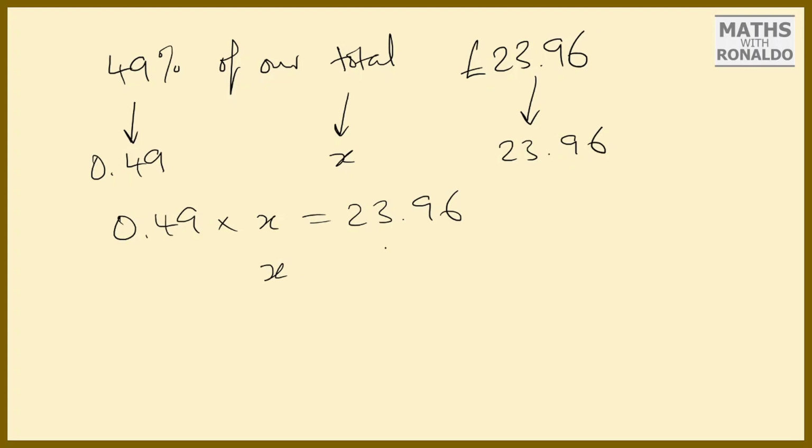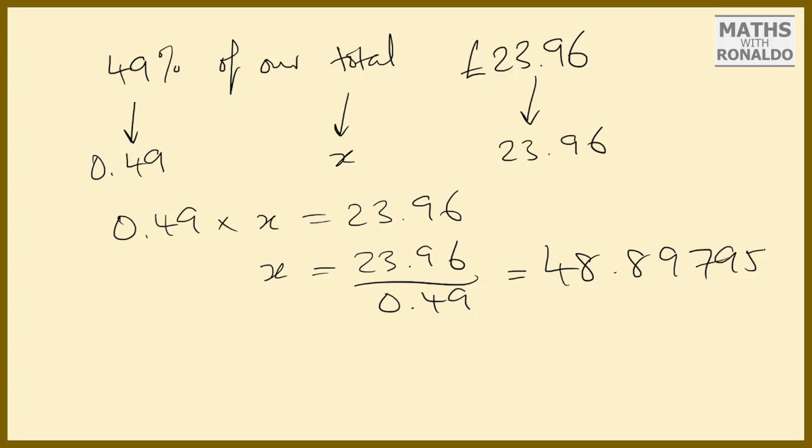If we take the 0.49 to the right, x equals 23.96 divided by 0.49, which gives us 48.897959, and we can round that to 48.90. That's £48.90. So now we can say our total is £48.90.